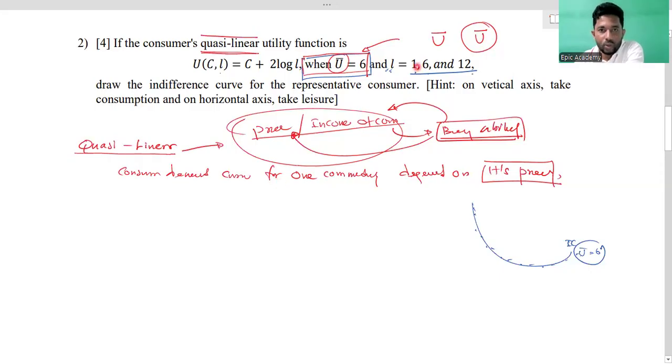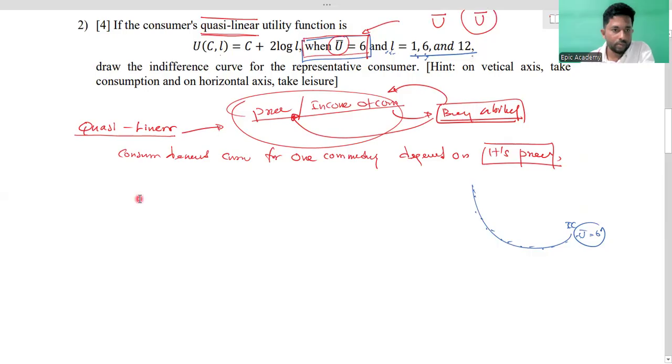Right? When leisure equals 1, you have to calculate the consumption value. When leisure equals 6, consumption related to the leisure, you have to calculate the value for C. Again, when L equals 12, you have to calculate the value for C. So for all three bundles, with similar consumption, the total utility becomes 6. That is what you have to calculate here. Okay, now you get the value.